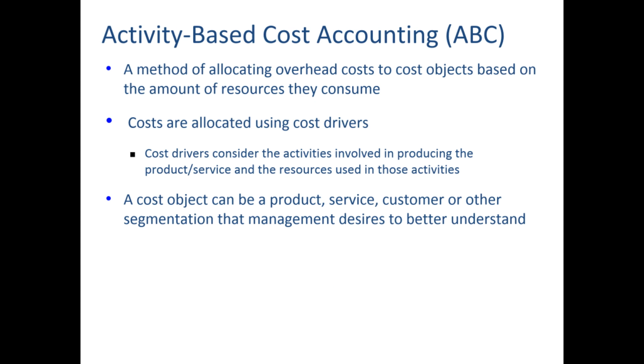Well, as the example suggests, ABC is a cost accounting system that entails allocating overhead costs to cost objects based on the amount of resources that those cost objects consume. And the cost objects consume the resources in various activities. Now, in activity-based costing, cost drivers are used to determine how much of the resources are consumed.